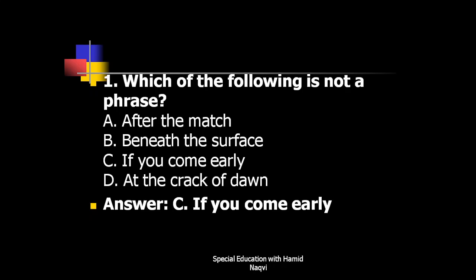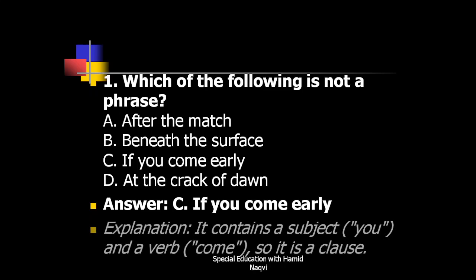Why is it not a phrase? The reason is it contains a subject. What is that subject? You. And it contains a verb also. What is that? It is come. Since it has got a subject and a verb, it is not a phrase. It is a clause. All other three do not have a verb.